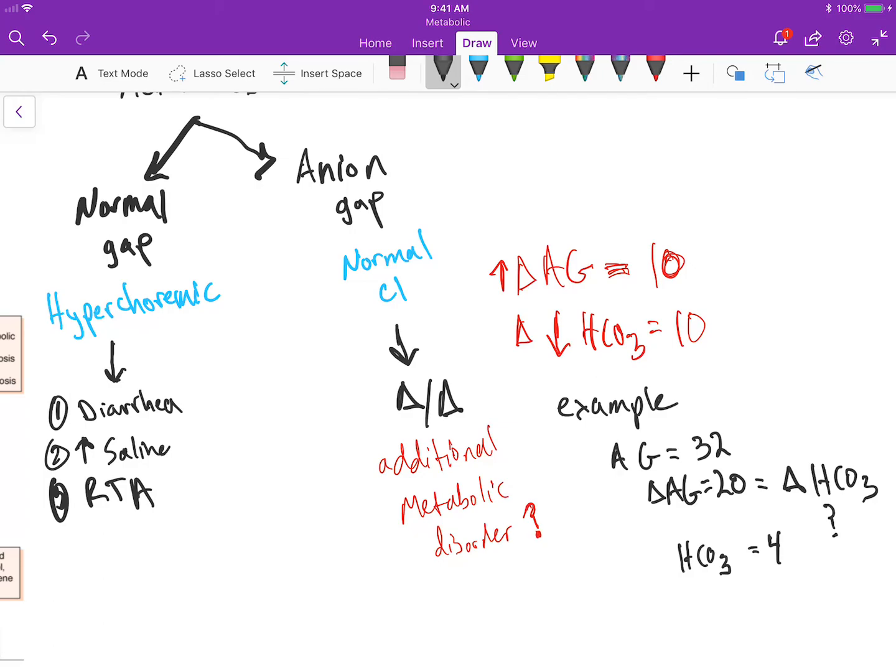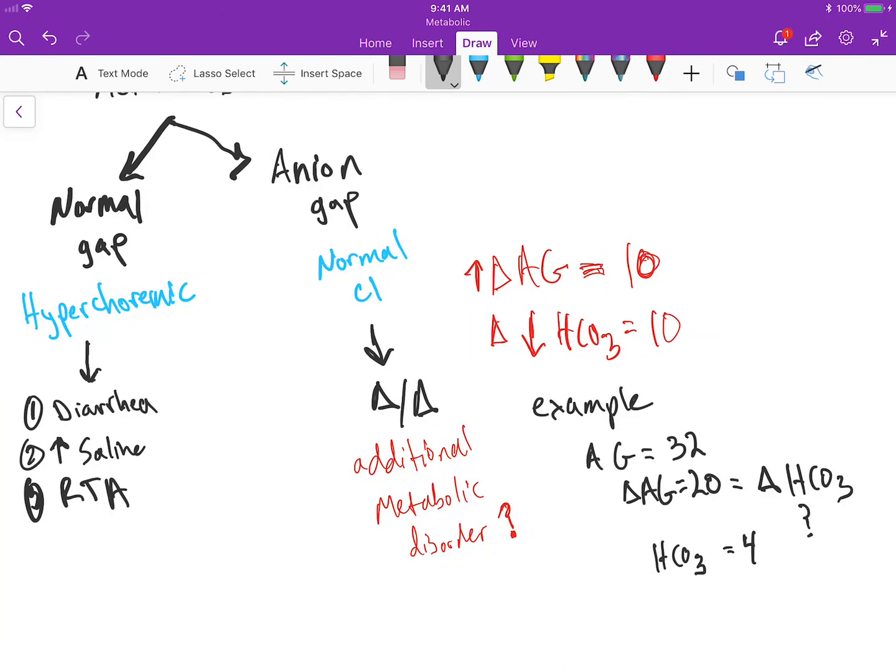If the value is not 4, you know that there is something else going on at play. If the value is less than 4, that would mean we have an even further reduction in bicarb than expected, so we would have an additional metabolic acidosis going on. And vice versa. If we have a value above 4 in our bicarb, we know that something else is increasing the bicarb, so it's likely going to be a concomitant metabolic alkalosis at play.